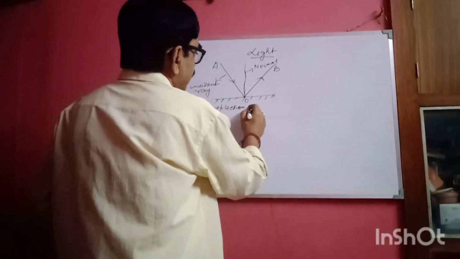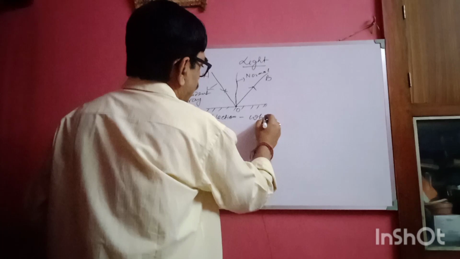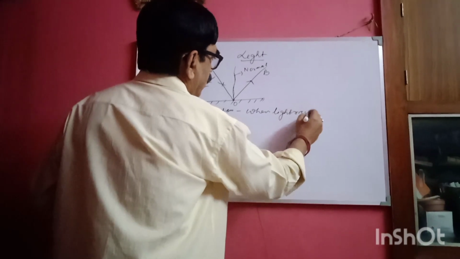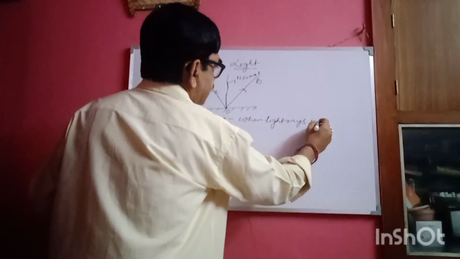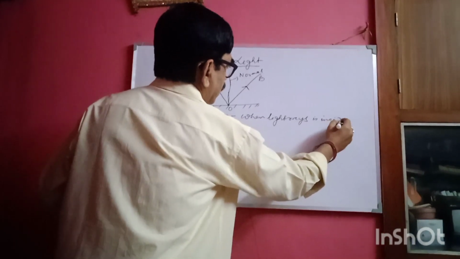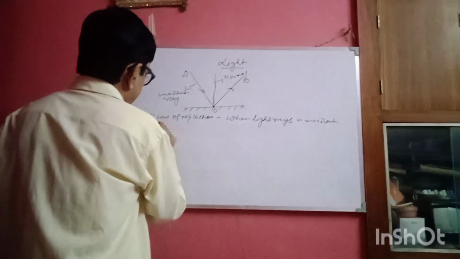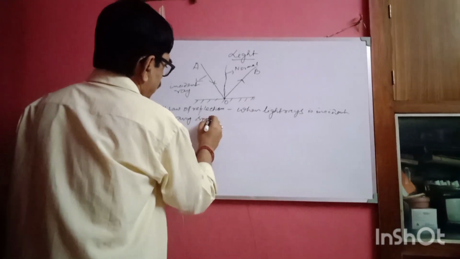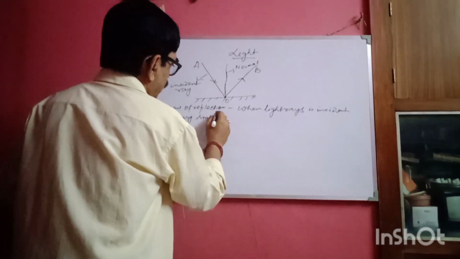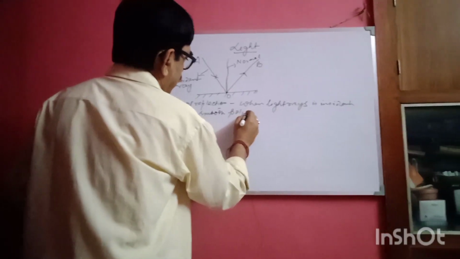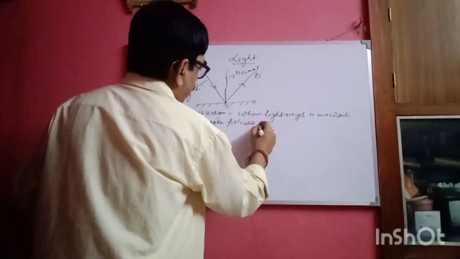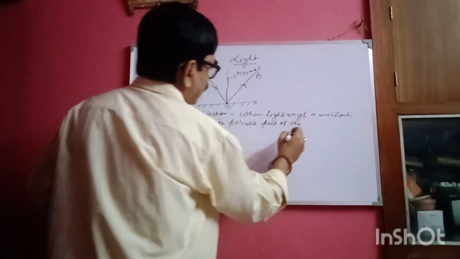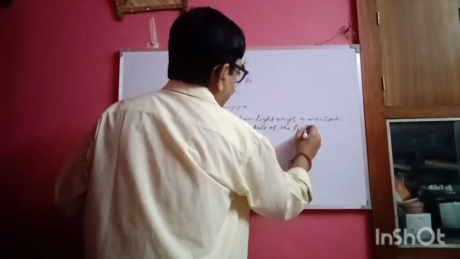First law of reflection: when light rays are incident at any smooth polished surface, part of the light bounces.